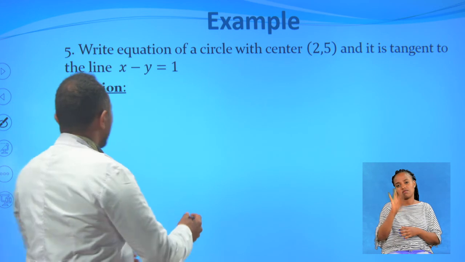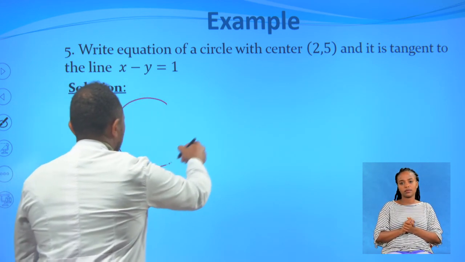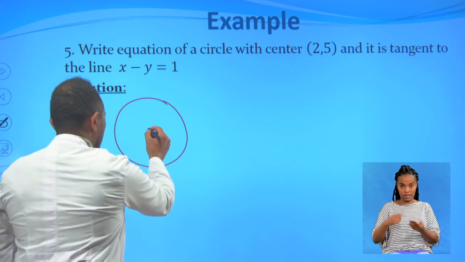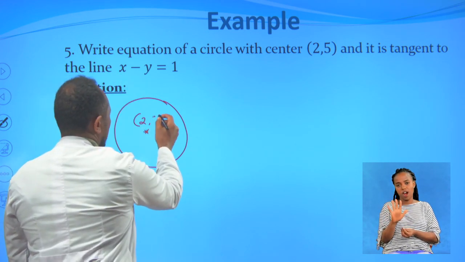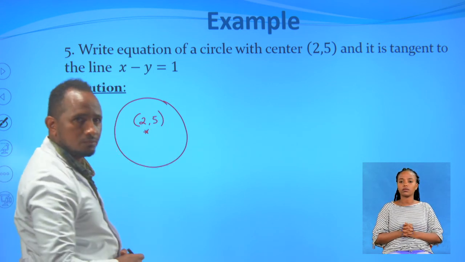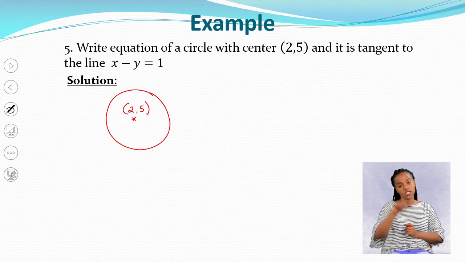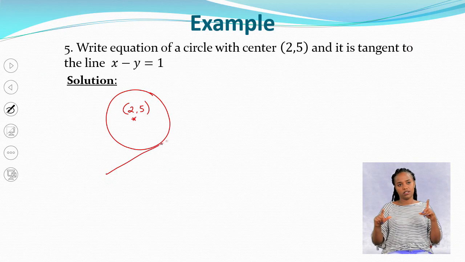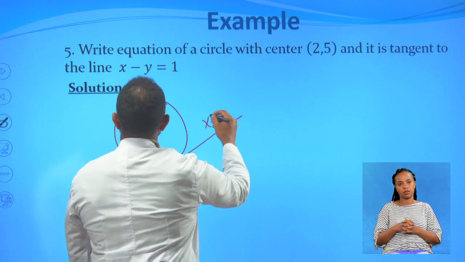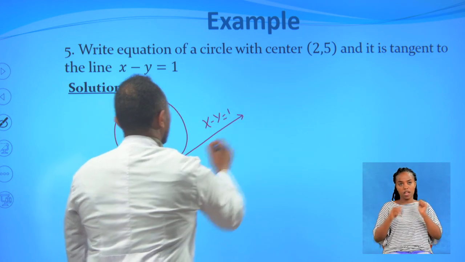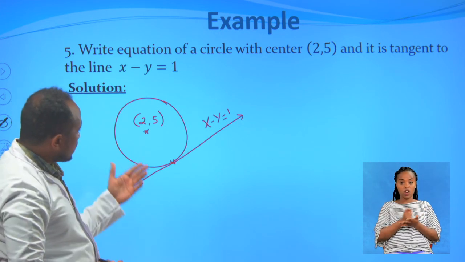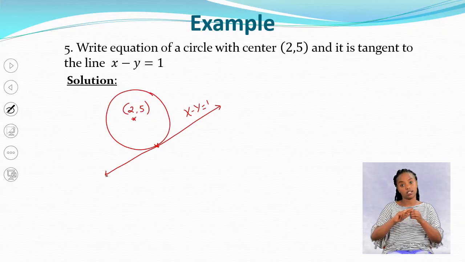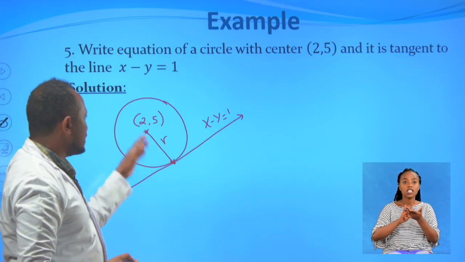Let's draw it. We have a circle here, and the center of this circle is given to be (2, 5). And the equation of the tangent line to this circle is given. The equation of this tangent line is x minus y equals 1. So, to write the equation of this circle, I need to find the radius. The radius is the distance between this tangent line and this point.